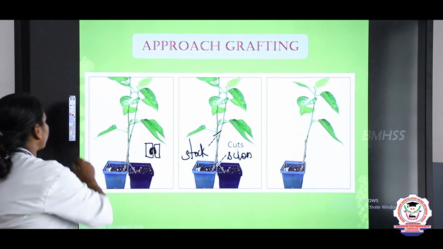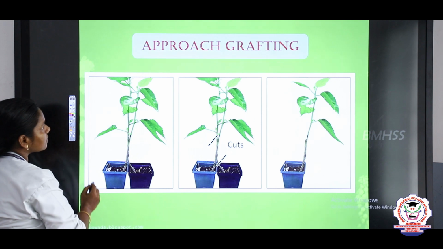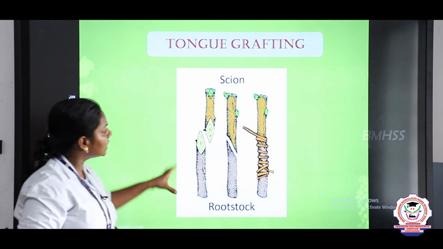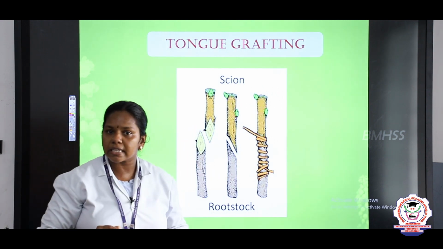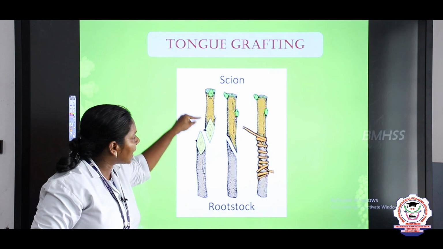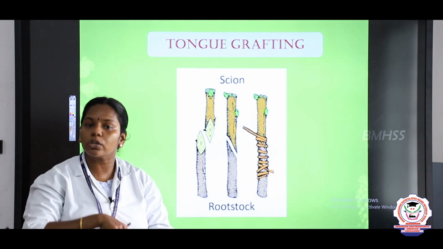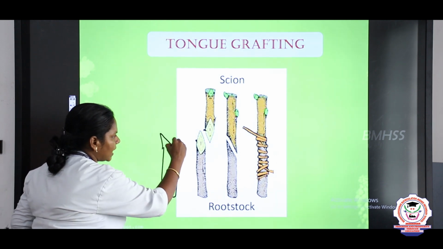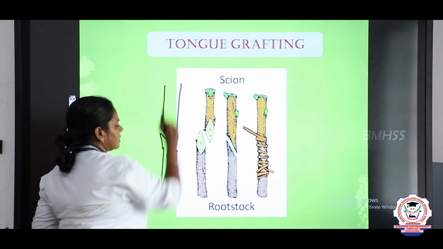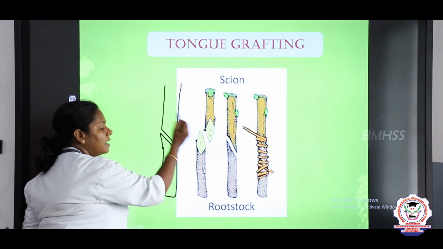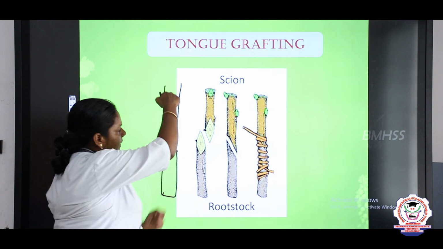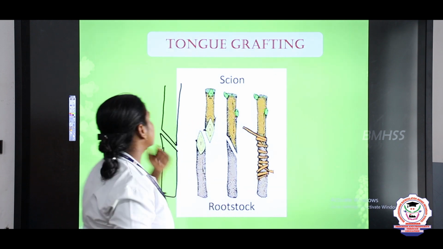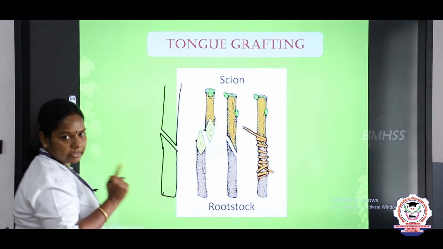And the next method we are going to discuss is tongue grafting. What do you mean by tongue grafting, children? Here you just look at this picture. Plants of the same thickness are taken and one end of the plant, the other plant is cut and it is placed obliquely. What do you mean by cut obliquely? The one plant is cut in this direction and the other one is cut likewise. This is the stalk which is rooted and this is the scion, and they both are cut obliquely and they are bound with the tape. So here the plants are of the same thickness. So this is an example for tongue grafting.